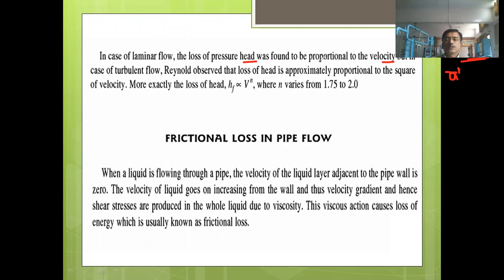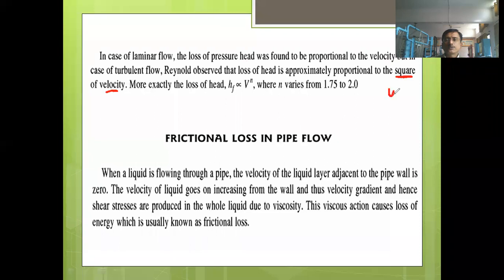So here we found that the loss of pressure head, or head loss, is directly proportional to the velocity. But in case of turbulent flow, the scientist Reynolds observed that the loss of head is approximately proportional to the square of velocity.